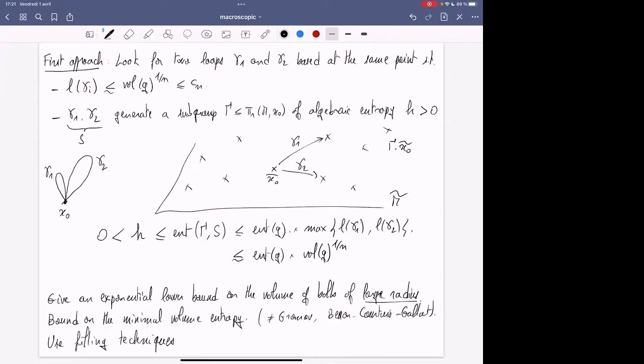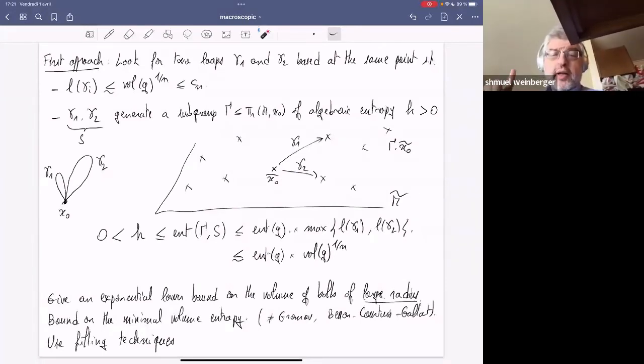That was known. Let's say Gromov proved it, using the notion of volume entropy, and Besson-Courtois-Gallot, using the barycenter map, they proved that. And I proposed an alternative proof, using filling techniques. So it's true that you can always find two loops satisfying those conditions on your manifold. But as I said, it works only for balls of large radius.